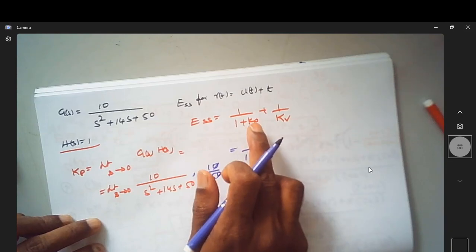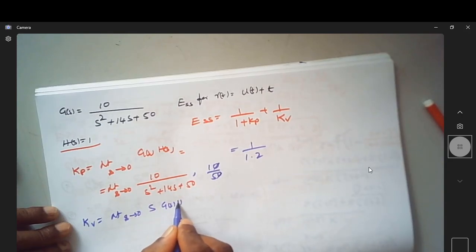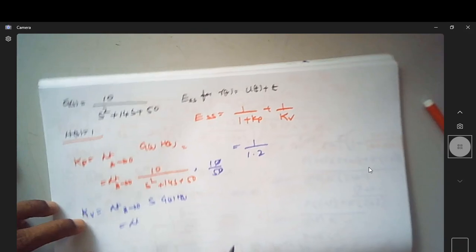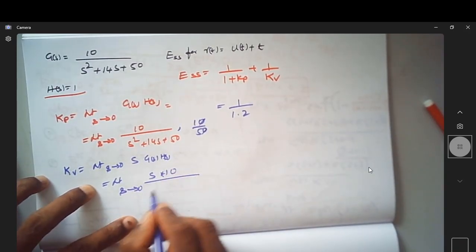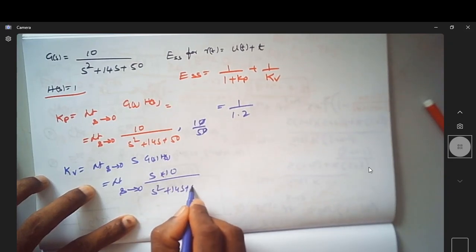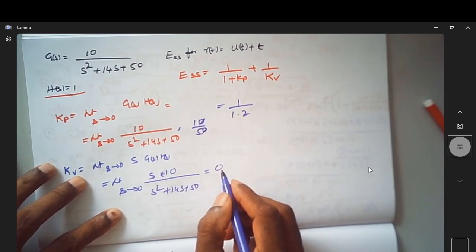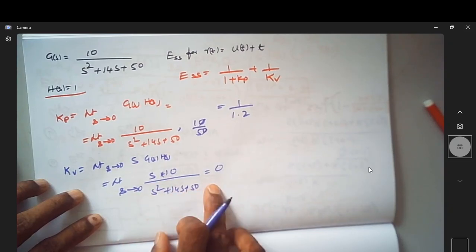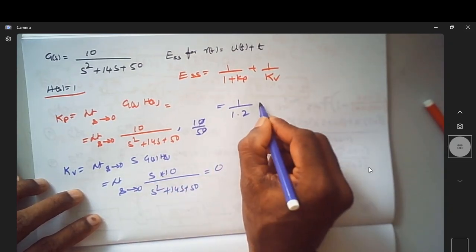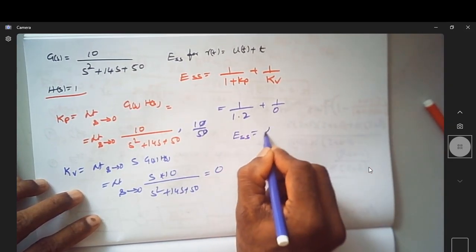So this is about the Kp value, and coming to Kv, which is nothing but limit of s tending to 0, s into GFS HFS. So it is now limit of s tending to 0, s into 10 divided by s square plus 14s plus 50. When you apply that limit, this becomes 0, because this is 0 into something and here this is 50. 0 by 50 is 0. So it is now plus 1 over 0. So the ESS is infinite.